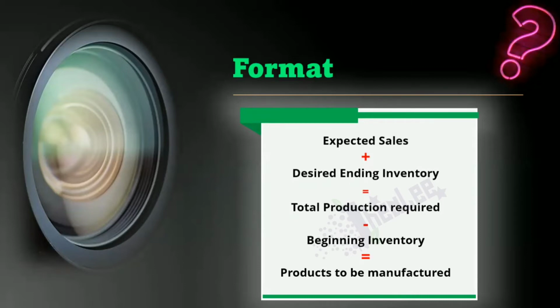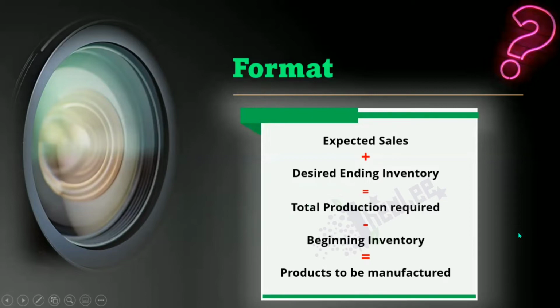So remember, your expected sales. How much products are you expecting to sell for the period? Add your desired ending inventory to that. That will give you your total production that is required. And remember, your desired ending inventory is like your safety stock. You're having this in hand just in case your demand increases. Okay? Once you have the expected sales plus the desired inventory, remember that gives you your total production that is required. And from this, you're going to minus your beginning inventory. And that will give you your total products to be manufactured for the period.